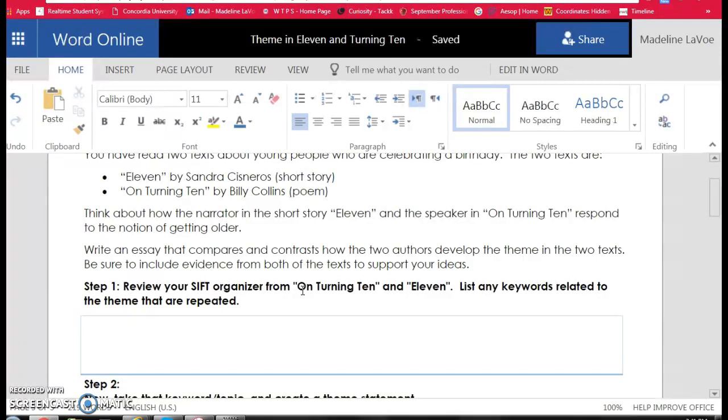Now that hopefully you have your materials in front of you, I'd like you to look at that list of keywords that we came up with last week for both of those texts. Take a minute, look and see which words you find for both of those texts, and you are going to list them in the box below.